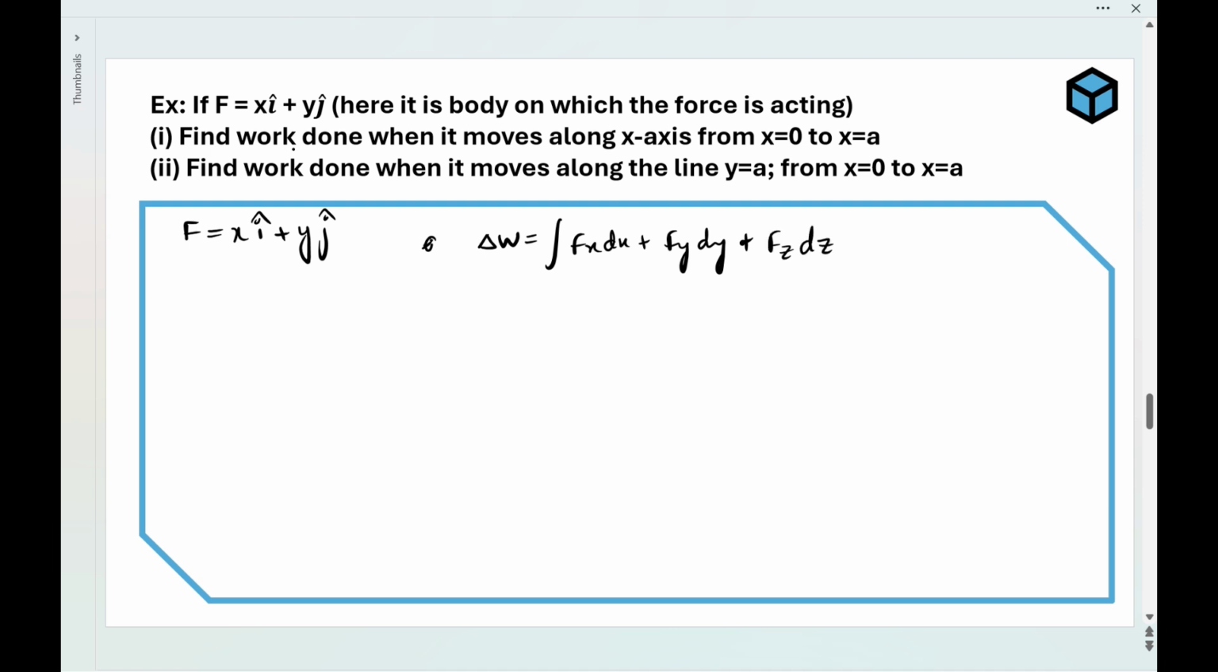Here Fx is the component of force in the x direction, nothing more than that. You can also integrate in parts like this, of course you know that. So assuming that initially the body is at 0, 0 at the origin, find the work done when it moves along the x-axis from x equal to 0 to x equal to a.